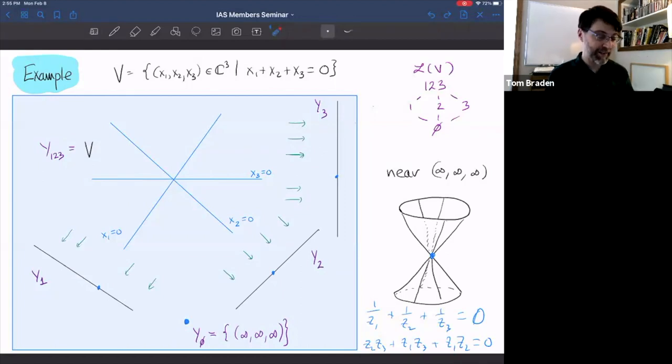And you can see this because if you look at the variety sitting inside P1 to the N, if you blow up P1 to the N inductively, you blow up first the infinity, infinity, infinity, and then you blow up the transforms of each of the corresponding products of coordinates where a certain number of the coordinates are infinity. It has a nice nested inductive structure in the same way. I don't know an abstract algebraic geometric version of what I just said, but that's what happens.